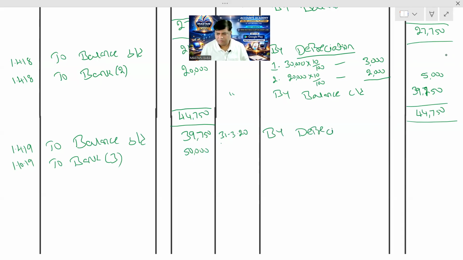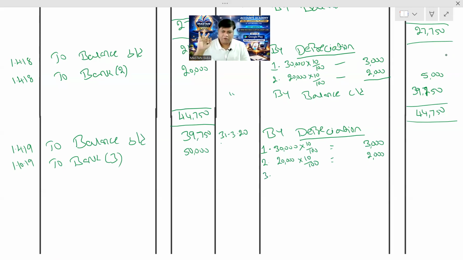Tell me, what is the first machinery value here? 30,000. First machinery and second machinery, from 1/4/19 to 31/3/20, were utilized for the full year. So here without any headache we can simply write 30,000 into 10/100, that is equal to 3,000. This 3,000 is related to the first machinery. Okay. Second machinery value, 20,000. So calculate on 20,000 into 10/100. It is also for the full year. So 2,000 rupees.